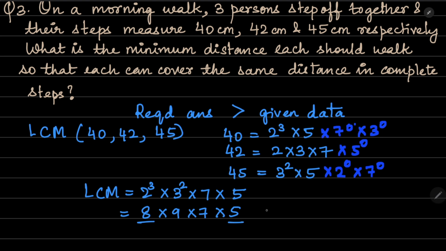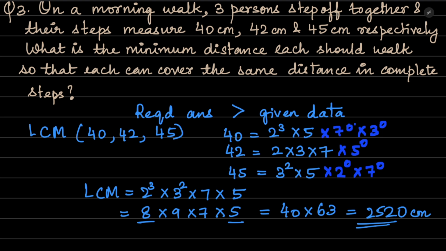So 8 5s are 40, right? 40 multiplied by 9 7s are 63. So 4 3s are 12, 25, 2520. The unit is centimeter. So they'll have to walk a minimum of 2520 centimeter.